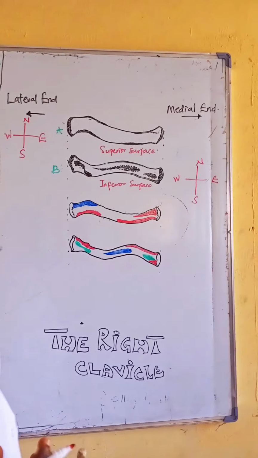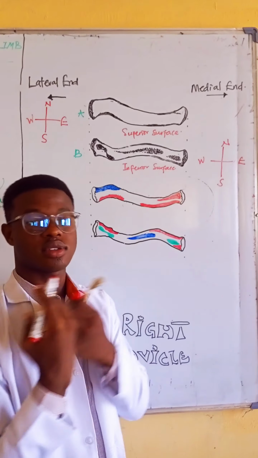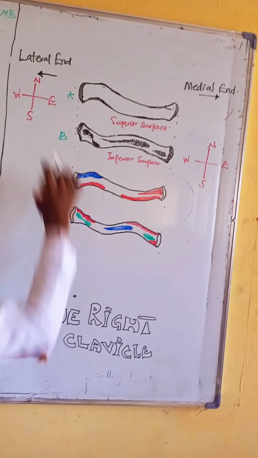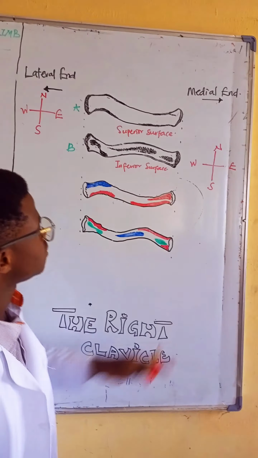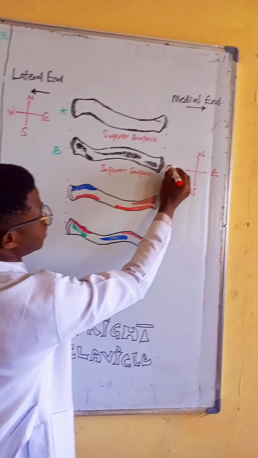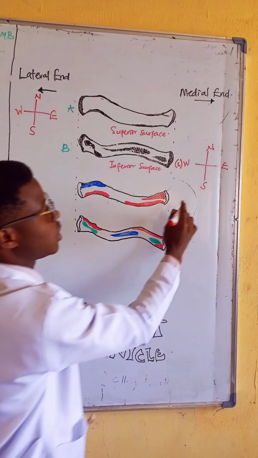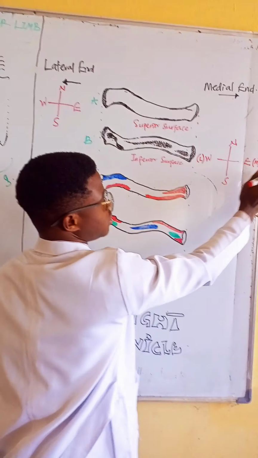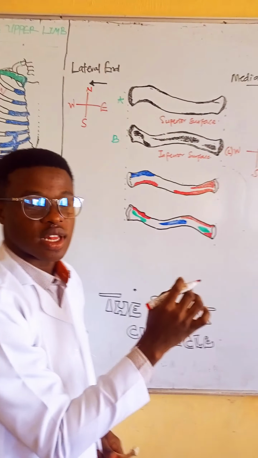So previously we said the clavicle has two ends. The lateral, which will be here. So this is the lateral end, and this is the medial end. So from our cardinal points, west will be having the lateral end. That's the side from the inferior surface, while the east will be having the medial end. So the medial end, east, west will be having the lateral end.